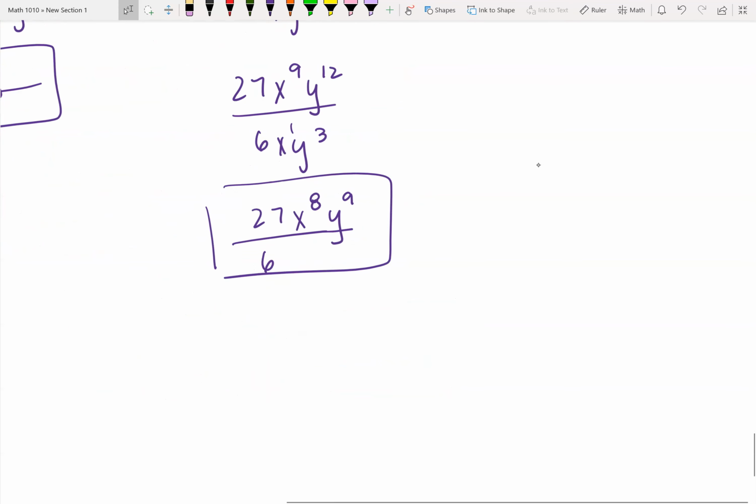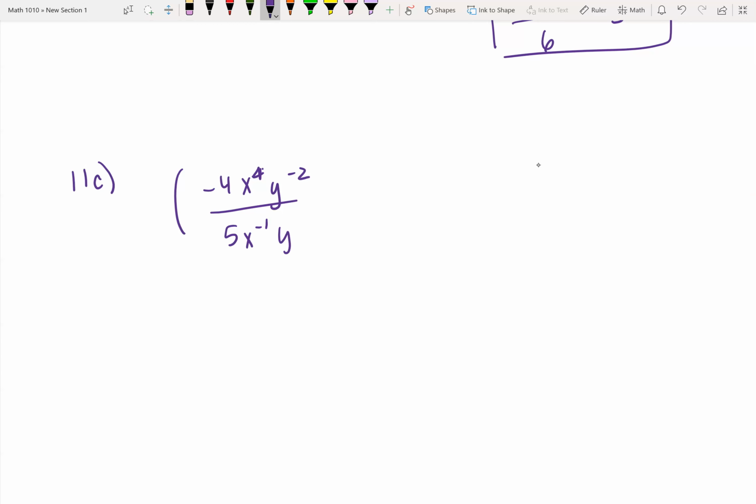Okay. All right. 11c. So 11c is, I think, a little more difficult. So there are several ways to do this problem. I'm going to show you what I would do. Okay, see the negative 4 on the outside? I'm going to ignore that for a minute. Anything that has a negative exponent on the inside, I'm going to make positive. So the x to the negative 1st comes up, the y to the negative 2nd comes down. So now I have a negative 4 on the top, and I have an x to the 4 plus 1 is 5. On the bottom, I have a 5, and a y to the 4 plus 2, which is a 6.